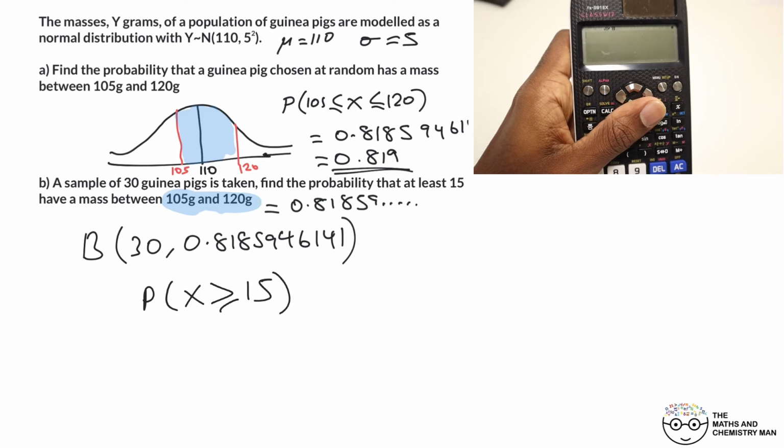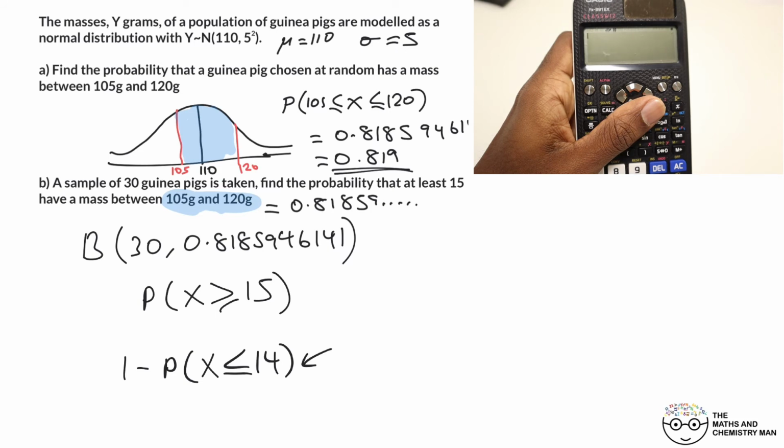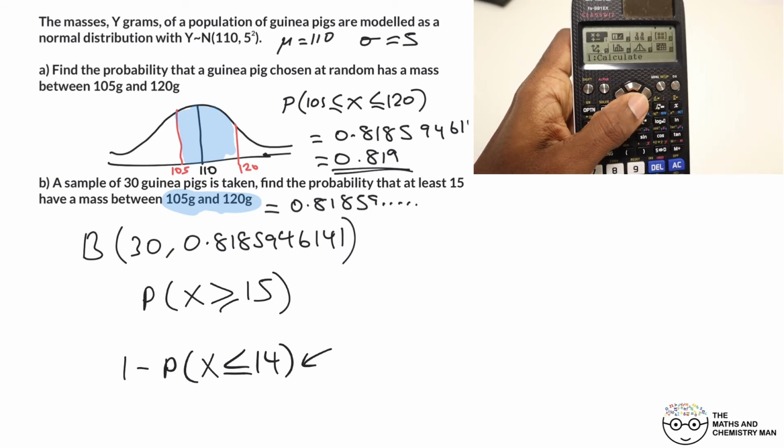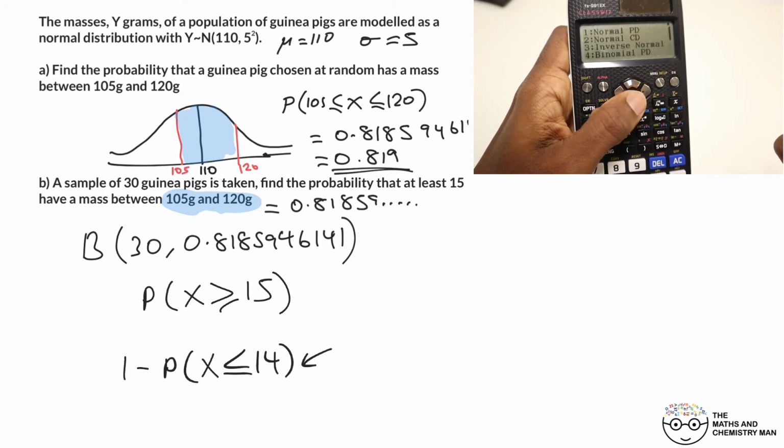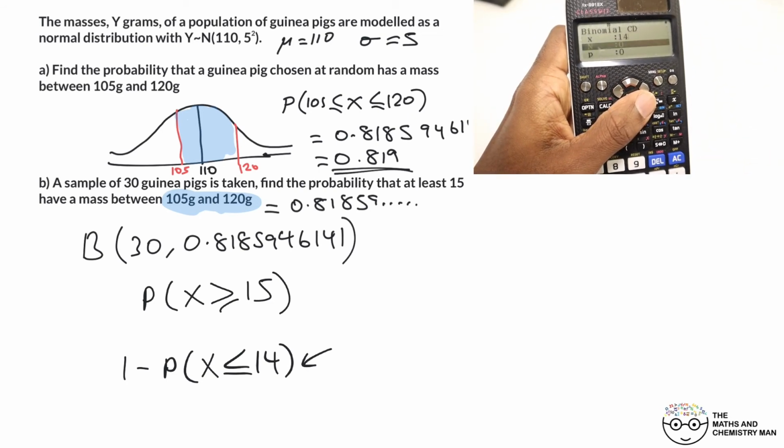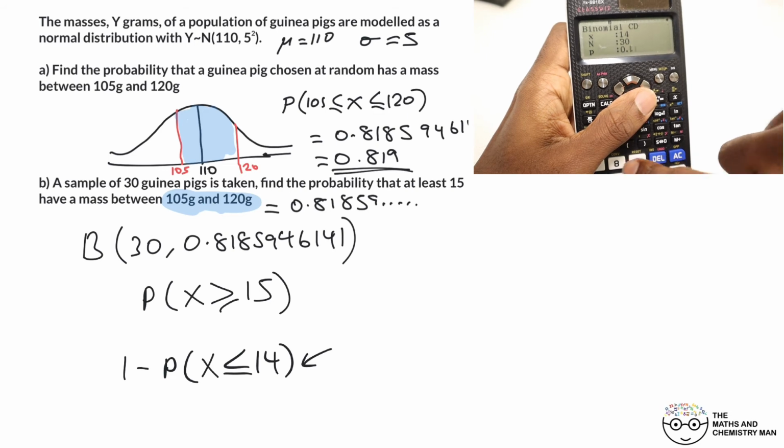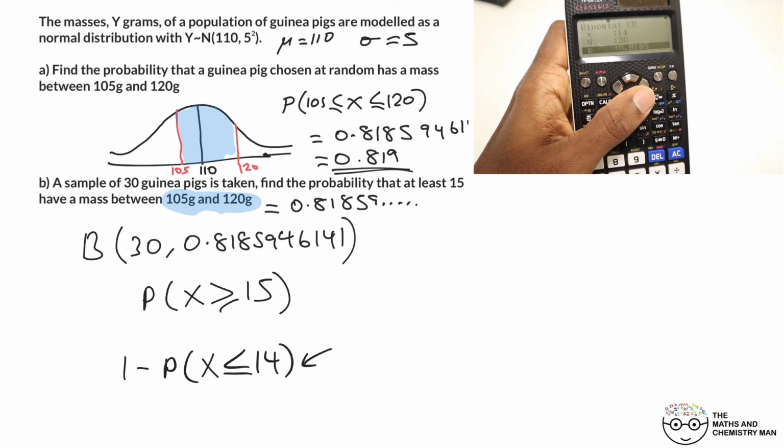But how do we work that out? Well, we'll need to do 1 subtract the probability of everything up to and including 14. Make sure you've got that over there. Right, let's go. We need our distribution, binomial CD, and we'll go for variable. We're going to put in 14 because we want everything up to and including 14. N is 30, so we've got 30 there. And then our probability is 0.81859464141. Okay, so that's all in there.